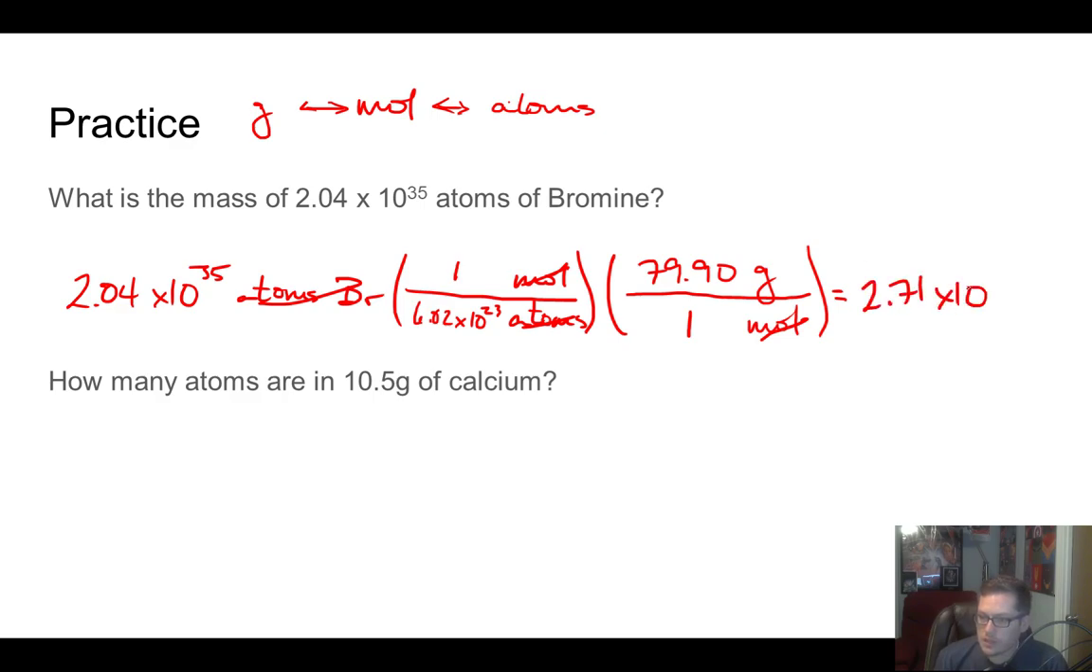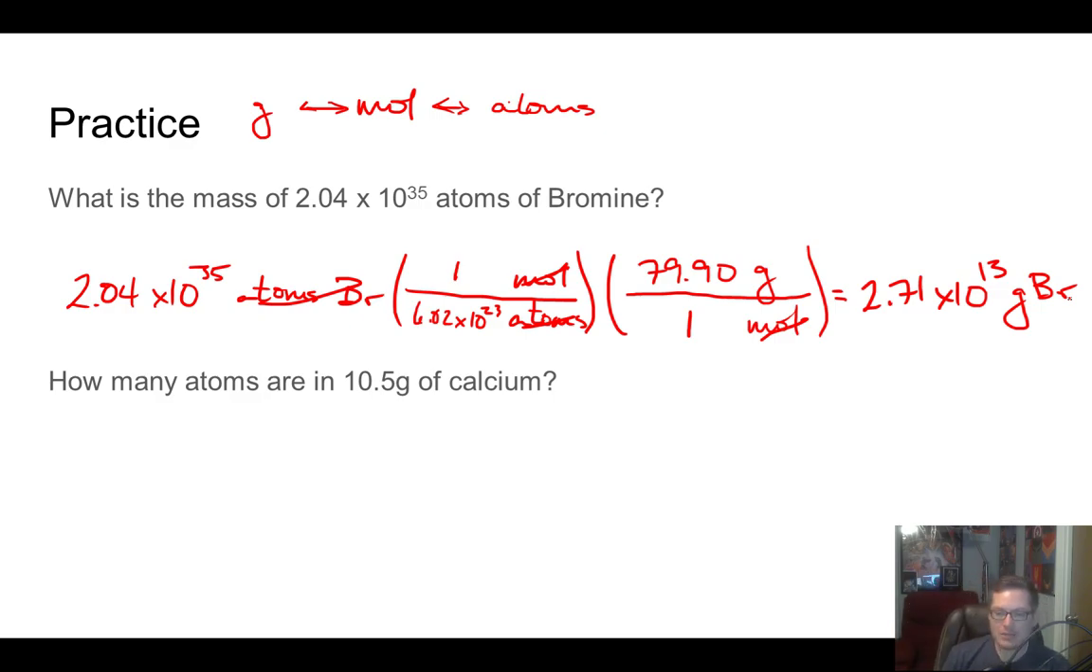2.71 times 10 to the 13th grams of bromine. So if you have 2.04 times 10 to the 35th atoms of bromine, then that's going to weigh 2.71 times 10 to the 13th grams of bromine. That's going to be a big chunk of bromine. That's pretty heavy. All right, let's try another one.